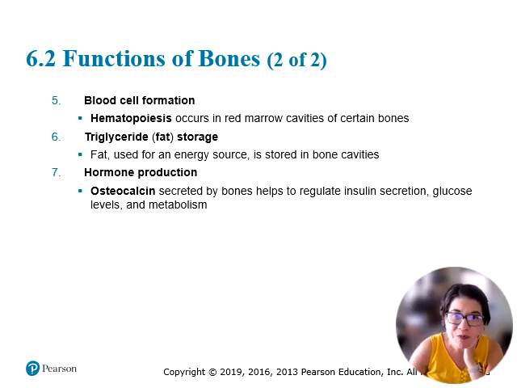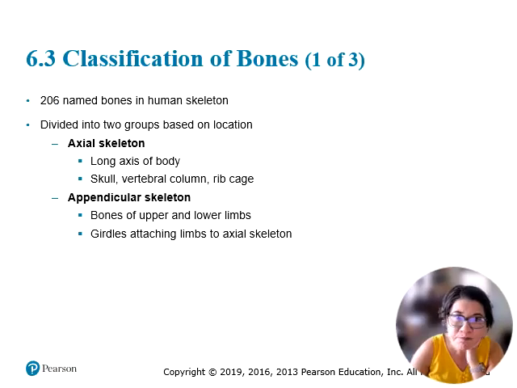And then, there's three more, sorry. So blood cell formation. So we make our blood cells in our red bone marrow. And you also store fat in your bones. And you make hormones like osteocalcin. And that helps you with insulin, with metabolism, breaking down glucose, things like that.